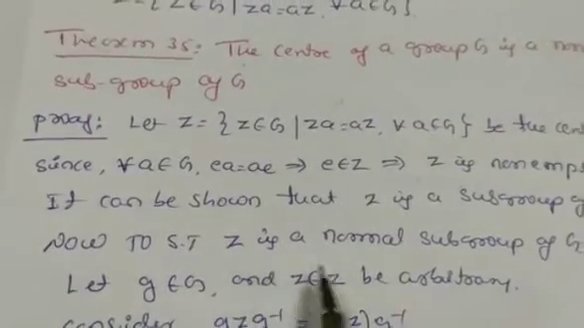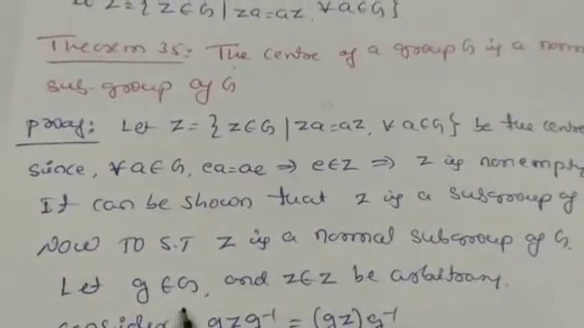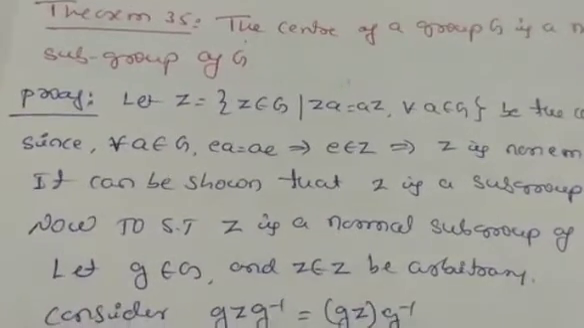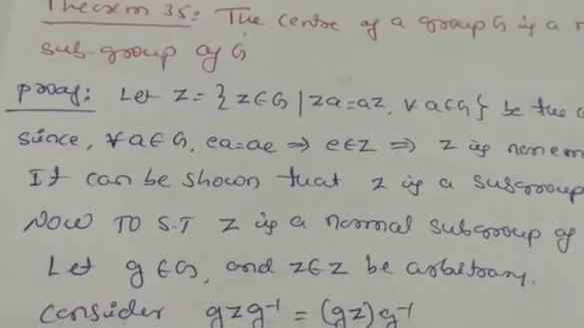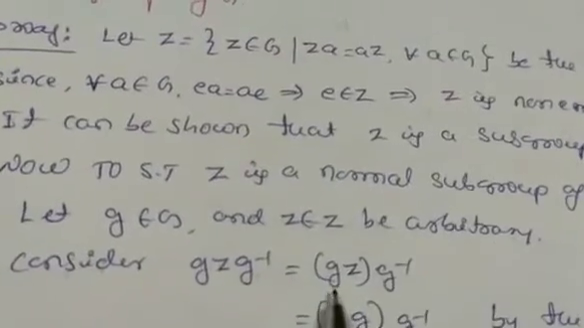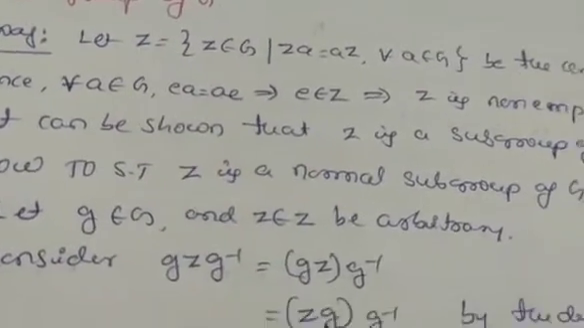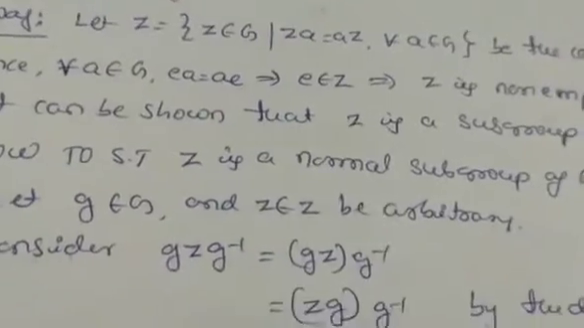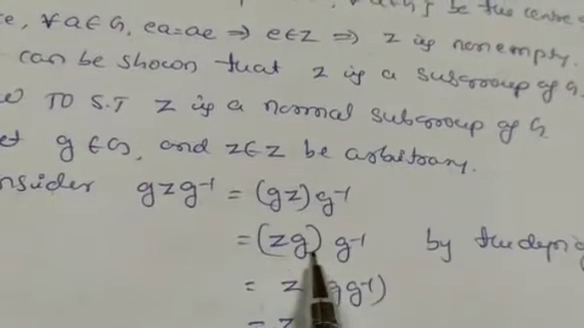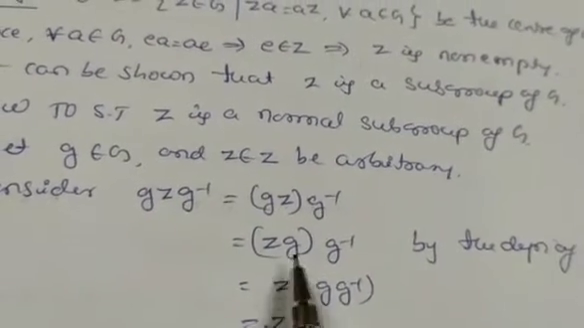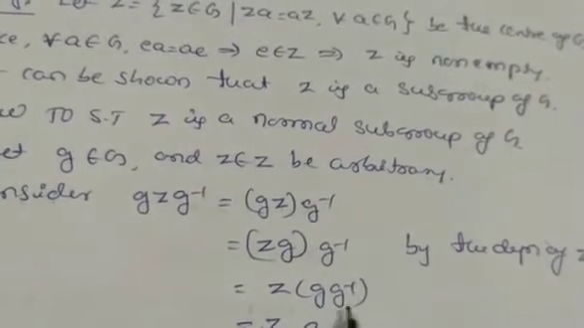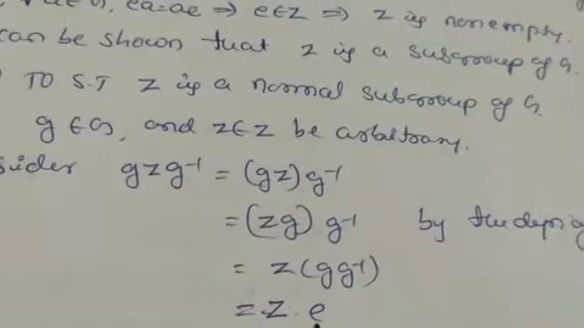Now to show that Z is a normal subgroup of G, you have to take two elements. Let g belongs to G and z belongs to Z be arbitrary. So this is the definition of normal subgroup. Let us consider g z g inverse. Since gz is equal to zg from the definition of Z, all the elements of Z commute with all elements of G. So z g g inverse. Apply the associative law: take z as it is, g into g inverse. You know g into g inverse is equal to e, the identity element.